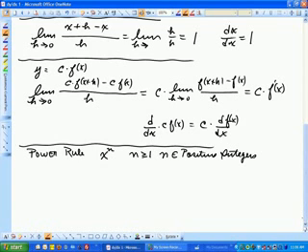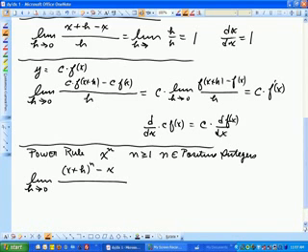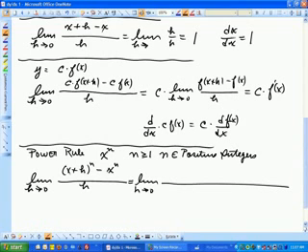So, again, we start with the limit as h approaches 0 of f of x plus h, so it'd be x plus h to the n, minus f of x, over h. And now we've got to do a little bit of algebra, not too much. We are going to have to expand this x plus h to the nth power.